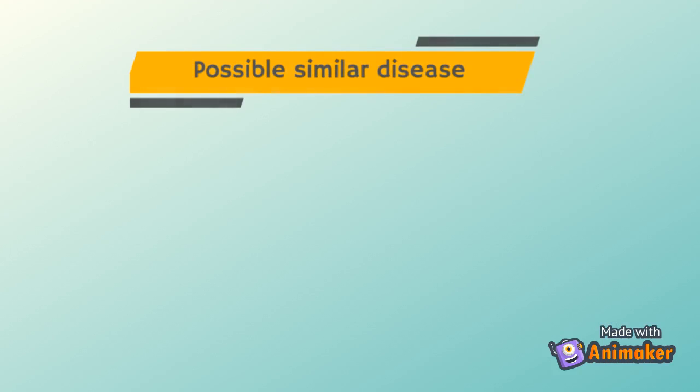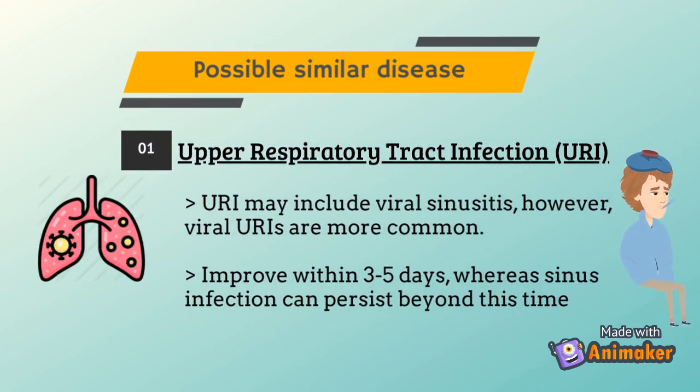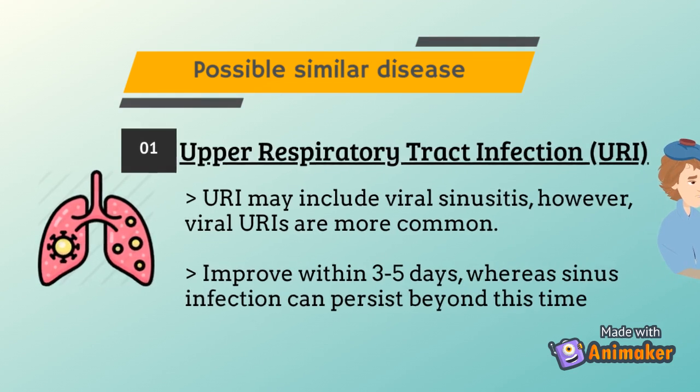Do you know that there are several conditions that can cause misdiagnosis for sinusitis? For example, viral upper respiratory tract infections, or URI. Basically, it may include viral acute sinusitis, but viral URI are more common, and the symptoms improve within 3 to 5 days, whereas sinus infections can persist beyond this time.